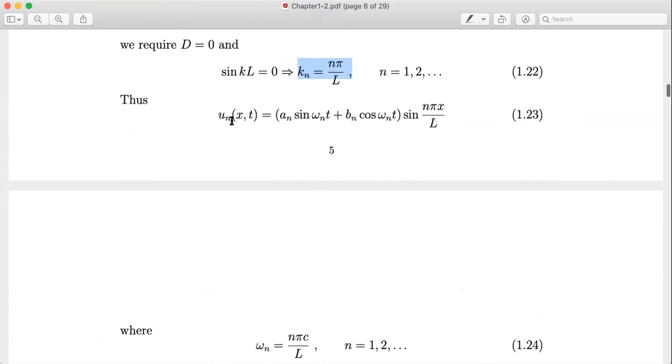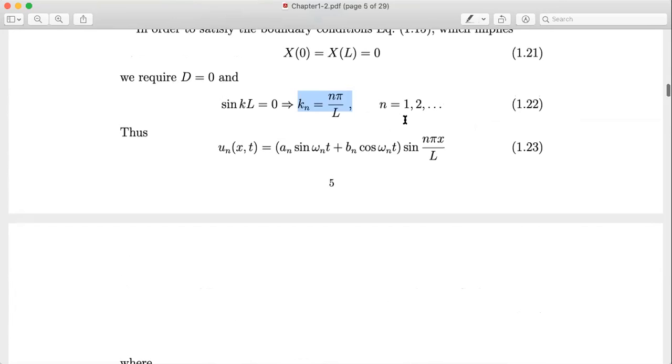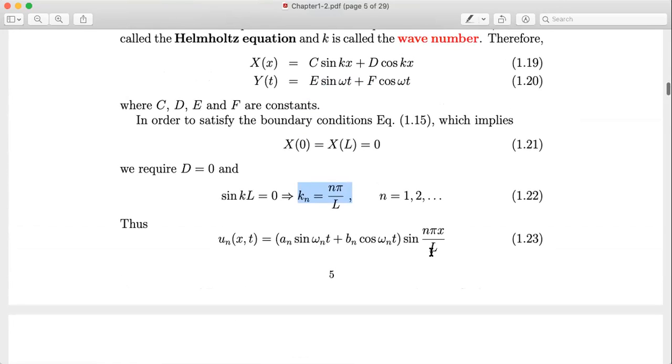So now we have this particular solution, this form. I say it's particular because it is a product of something that depends only on X and something that depends only on time. And the nice thing about this particular solution is the whole string vibrates at one single frequency, omega n.